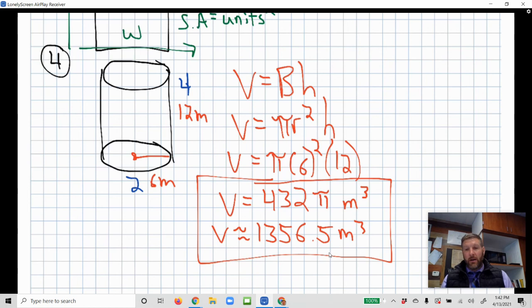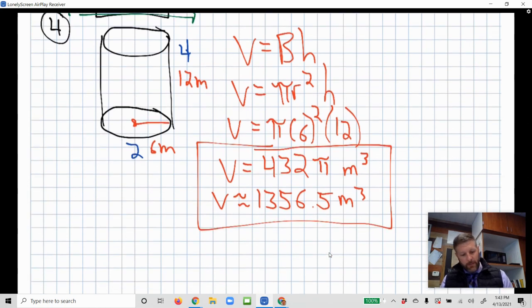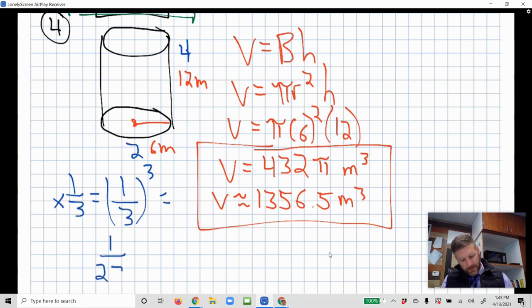Now, I could recalculate all that, but we want to learn the shortcut. If I'm being reduced by a third, and we're talking about volume, then I know the overall volume is going to change by 1/3 cubed, which is 1/3 times 1/3 times 1/3, or 1 times 1 times 1 over 3 times 3 times 3. And so that's going to be 1/27. That means the volume of the reduced cylinder would be 1/27 of what I got here.